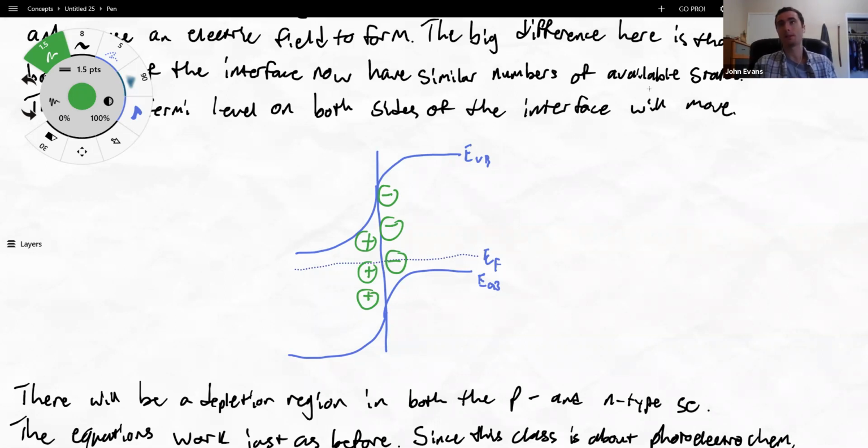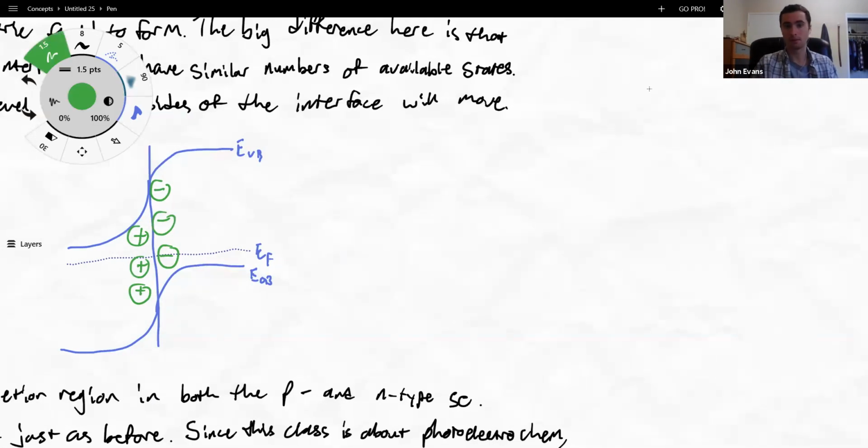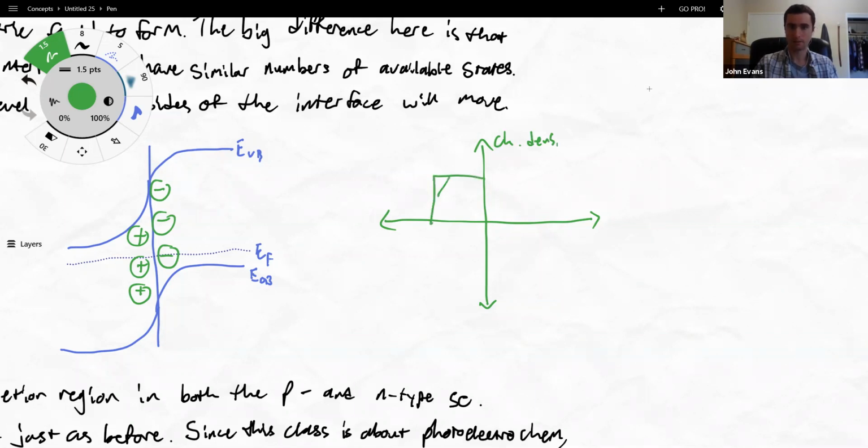And because we have now these depleted regions on both sides, we have band bending on both sides. And if you were to draw a diagram of this, just like before, this is our charge density. So on one side, we're going to have this amount, and then on the other side, we're going to have this amount. And these should be the same area.